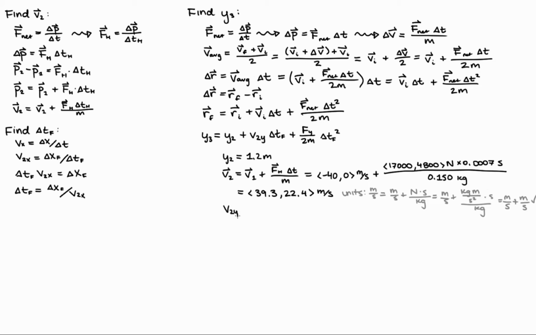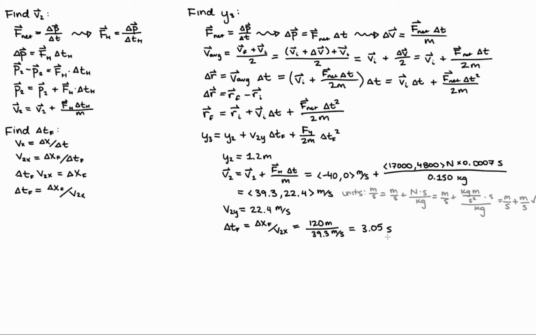We found that delta TF is given by the change in the x position of the baseball over its flight divided by the x component of the velocity. Thus, we have 120 meters over 39.3 meters per second, which gives us a flight duration of 3.05 seconds.